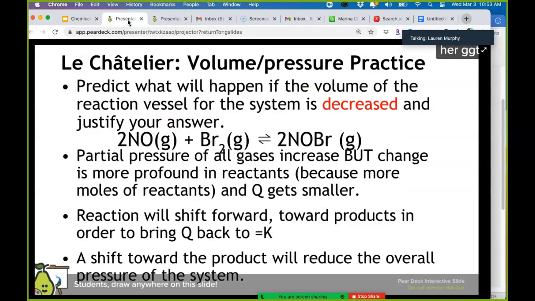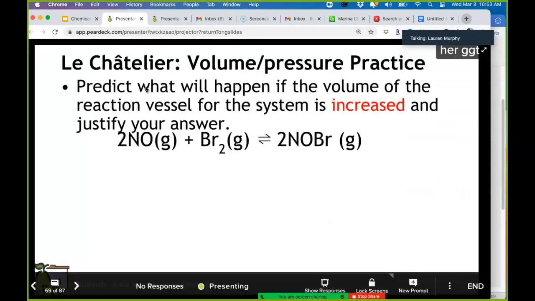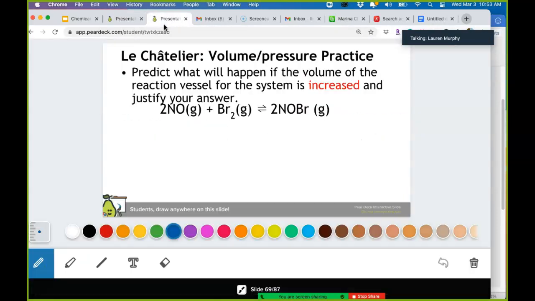Now, what if I increase the volume of the container? Well, what does that mean? Let's see. If volume increases, meaning the container gets bigger, there's less pressure, right? Because now there's more space for the gas molecules to move around in, and they probably don't run into the walls of the container as often if they're not as confined in a small space. So pressure goes down.